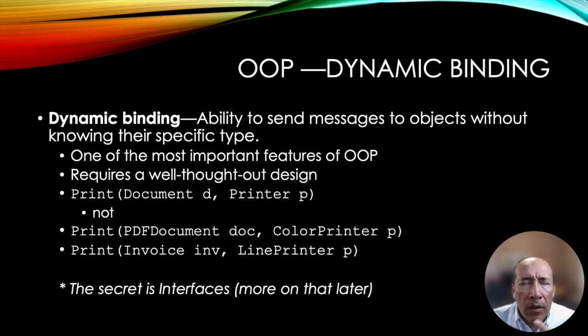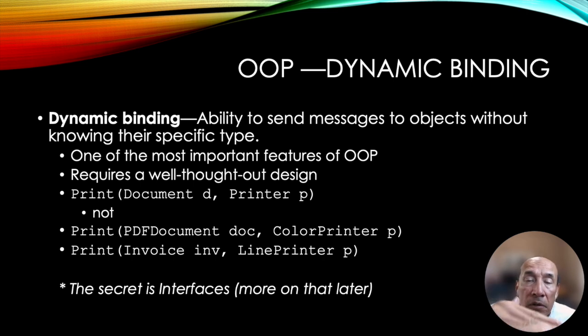But what makes this dynamic binding? Well, let's pretend I have a list of documents. I have an array. I have a collection of documents. Some are documents, some are PDF documents, some are invoices, and I just have a bunch of documents with me. I don't need to know exactly how to code up how to print a PDF document, how to print an invoice. If you just give me a document, I'll figure it out. If you just give me a printer, I'll figure it out.